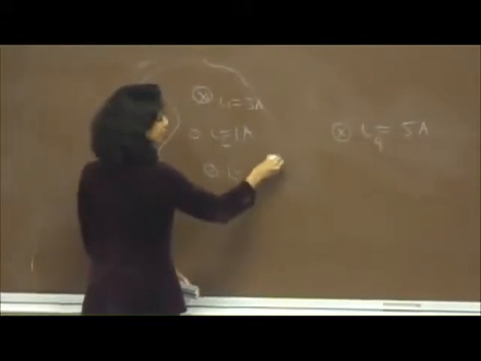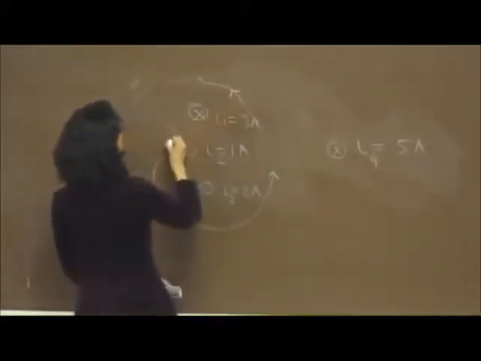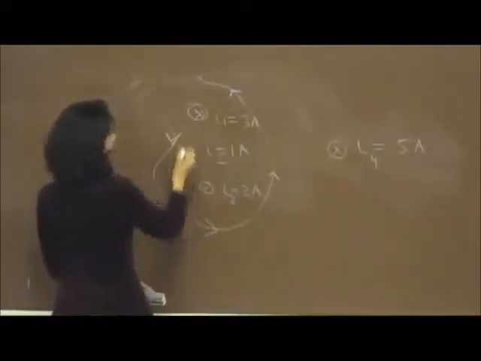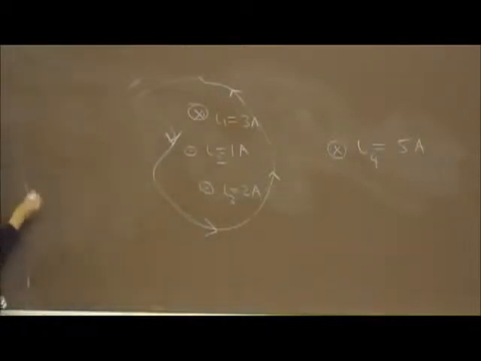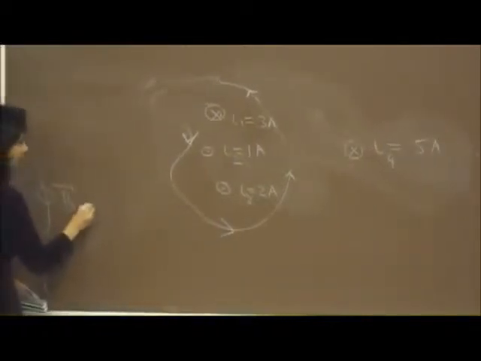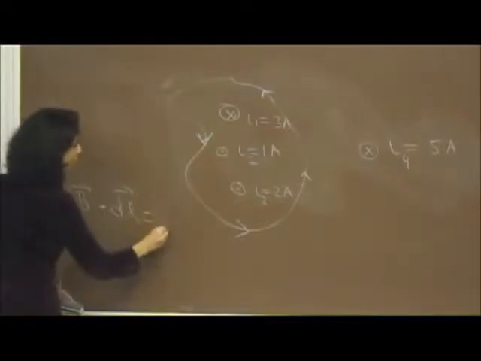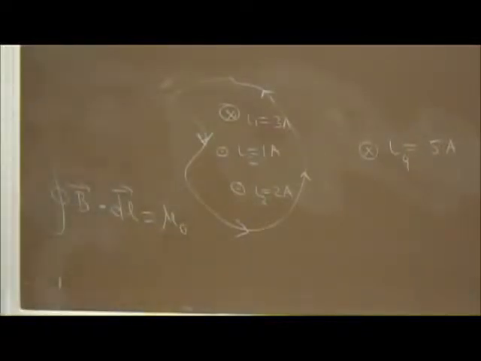Let's decide to traverse this loop in the counterclockwise direction. The question I have is, when I do this integral B dot dl, tell me what is the current enclosed. Everybody should be talking to a person next to them. You have half a minute.